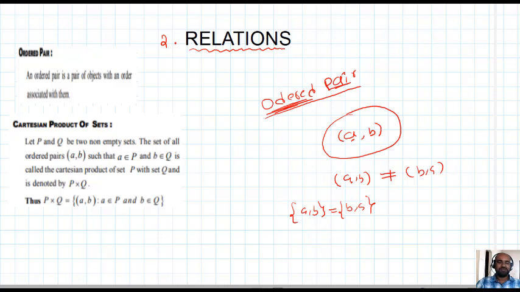Once again, listen students: two real numbers separated by a comma and enclosed with small brackets give an ordered pair. In an ordered pair, x is called the first component and y is called its second component. Sometimes these are called the x coordinate and y coordinate. Sometimes x is called abscissa and y is called ordinate. So this is an ordered pair. To create an ordered pair, you need two real or complex numbers. For example, 1 comma 2 is given.